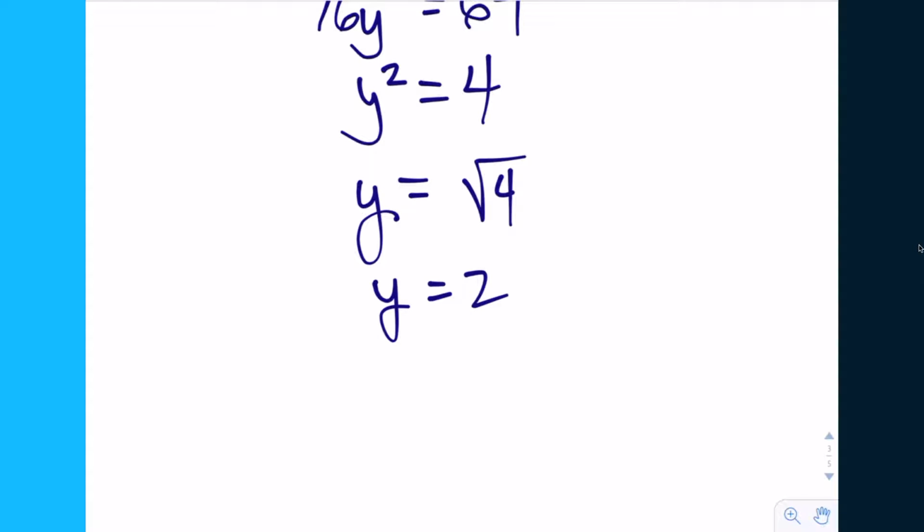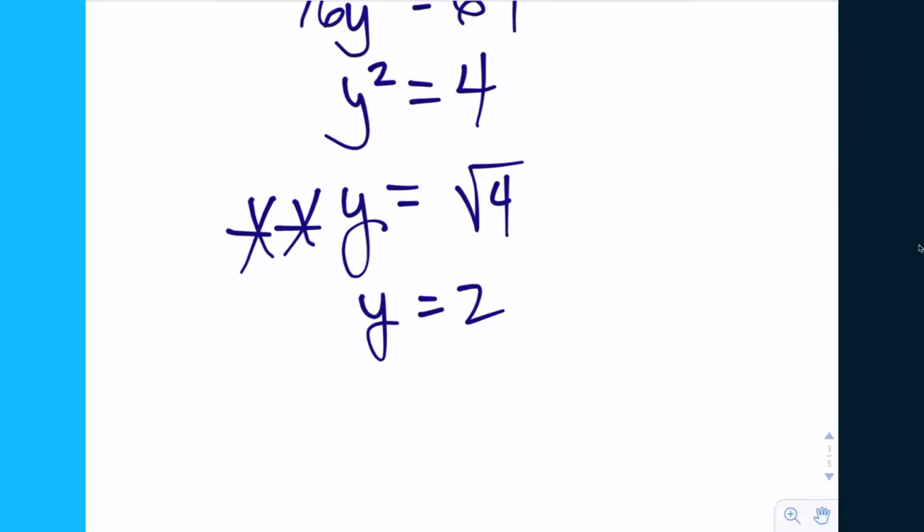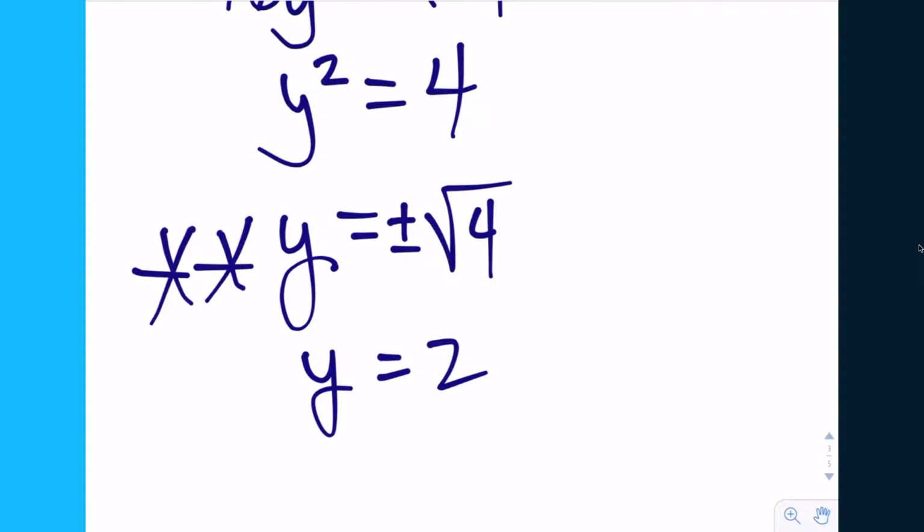Negative 2. Yeah, and this is a very common thing for students to forget. When you extract an even root, whether it's a square root or fourth root or sixth root, you must consider plus or minus on the numeric side. If you're the one introducing the radical, you have to consider plus or minus. And that's the difference between getting the answer right or wrong, you know. So plus or minus 2.